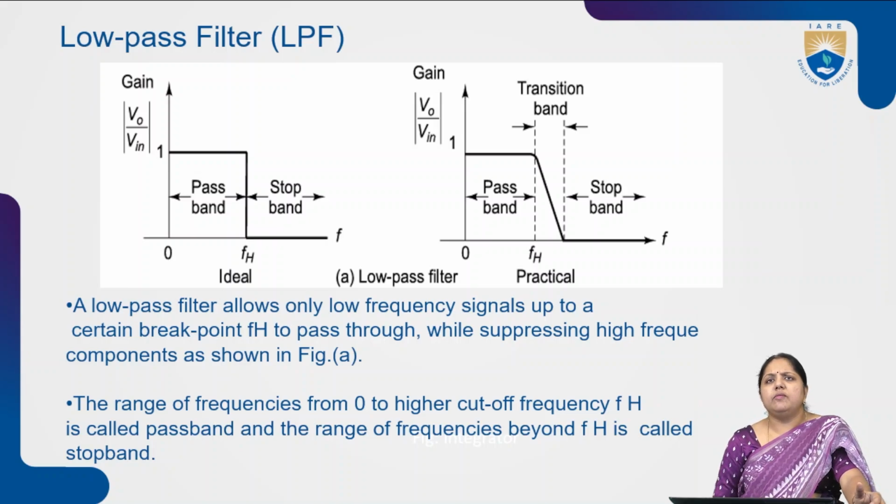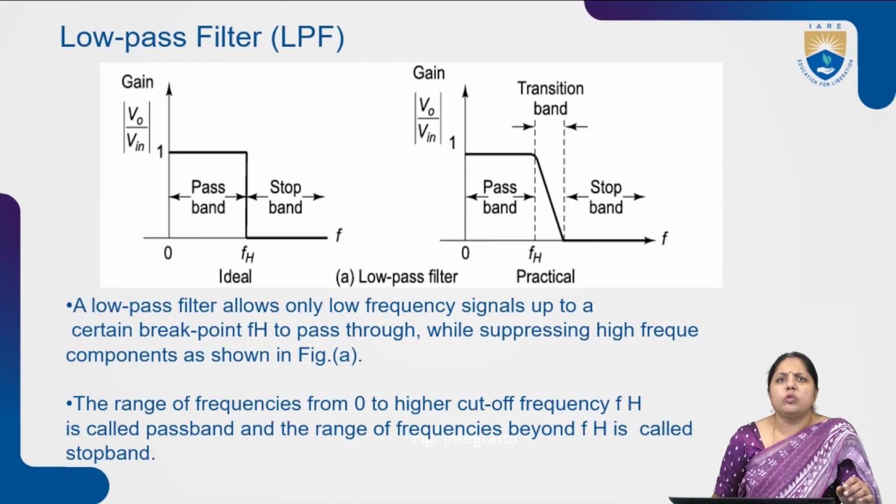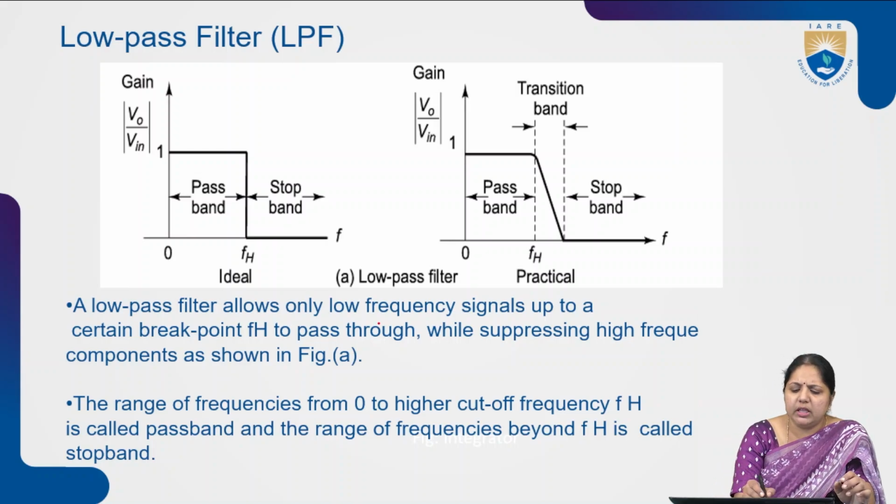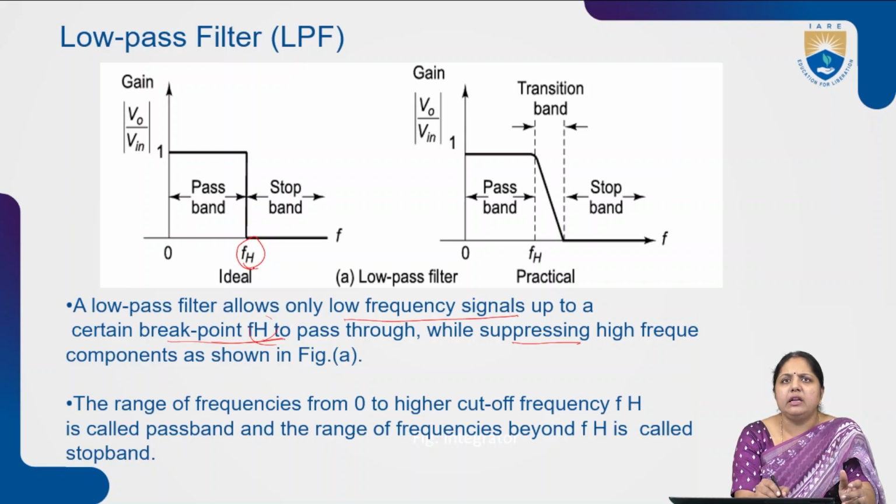Now, what are the different types of filters? First is the low pass filter. What is a low pass filter? A low pass filter allows only the low frequency signals up to the cutoff frequency FH, and beyond the cutoff frequency it suppresses the passage of signals. If you observe this response, FH is called the higher cutoff frequency. Below this higher cutoff frequency it passes the signals, and beyond this frequency it does not allow them to pass.